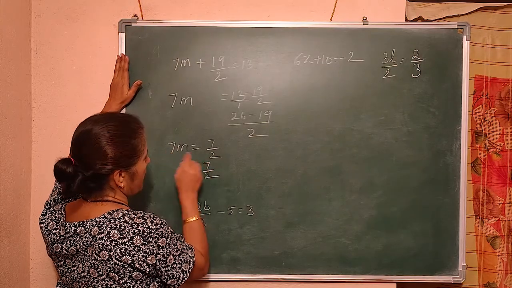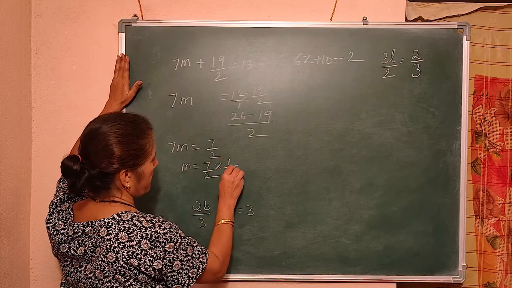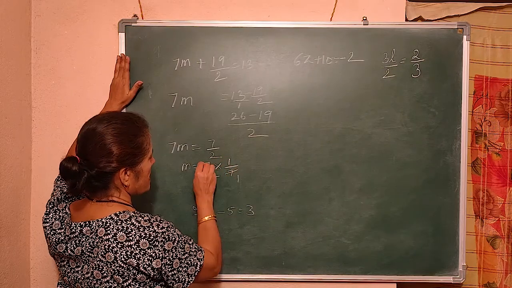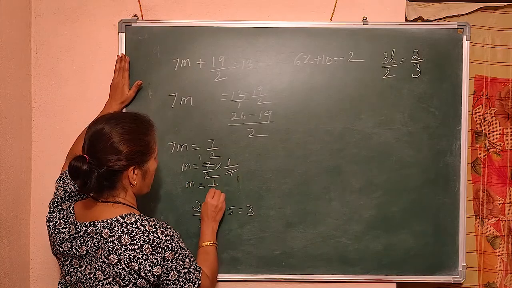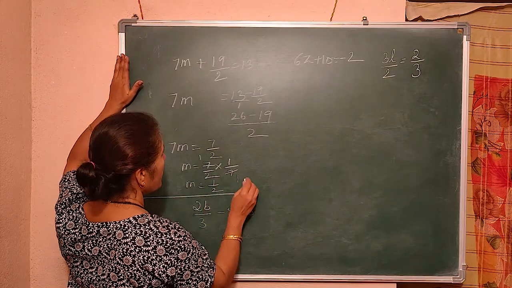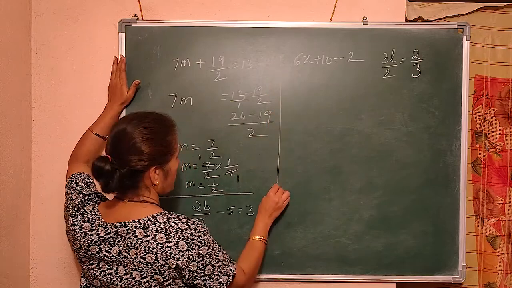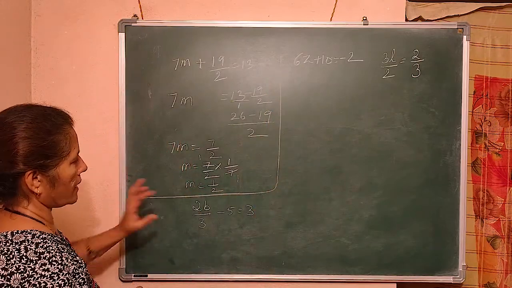Here 7 is multiplied, here you have to divide. So 7 ones are 7, 7 ones are 7. So what do you get? M is equal to half. Right? This is the answer for the first step. M is equal to half.